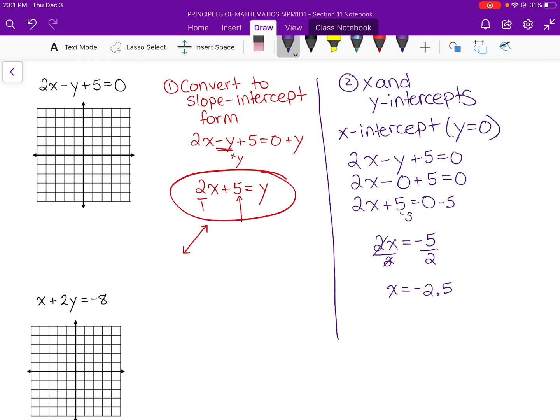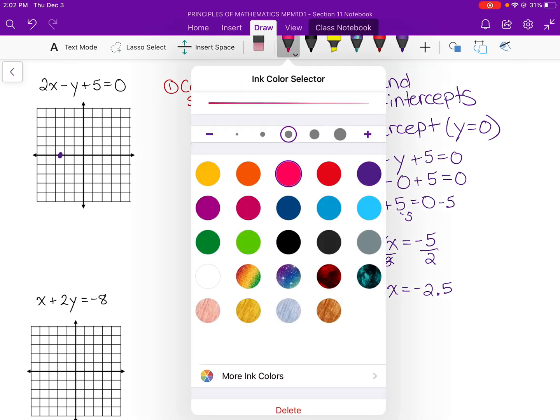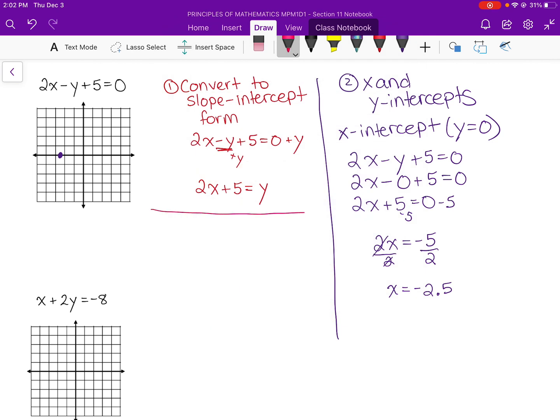And now we can plot that on the graph. So negative 2.5 would be right here. Does that make sense? We already know the y-intercept because we found it before, but let's say we wanted to still find the y-intercept. Am I still sharing? Just want to make sure.